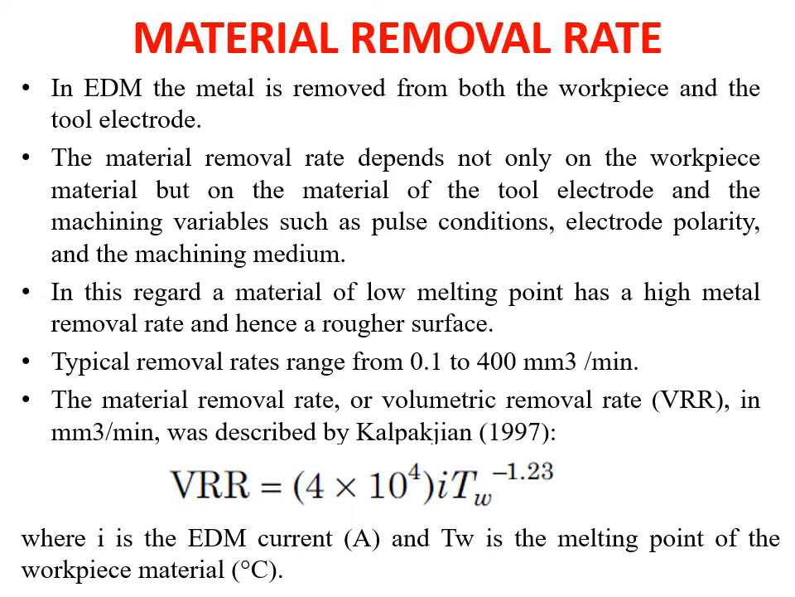The volumetric material removal rate in millimeter cube per minute was described by Kalpakjian. It is given as VRR, or volumetric removal rate, equal to 4 into 10 raised to 4 I into TW raised to minus 1.23, where I is the EDM current and TW is the melting point of the workpiece material.